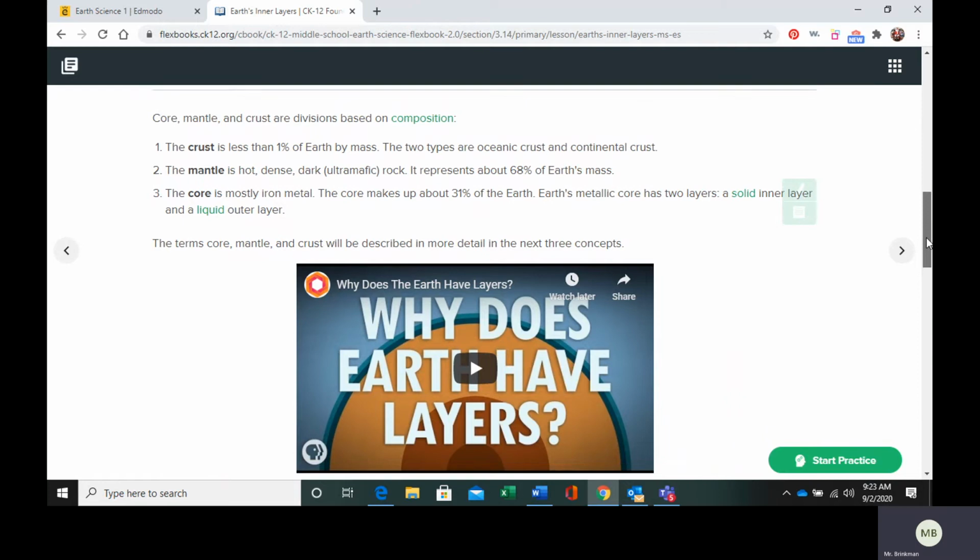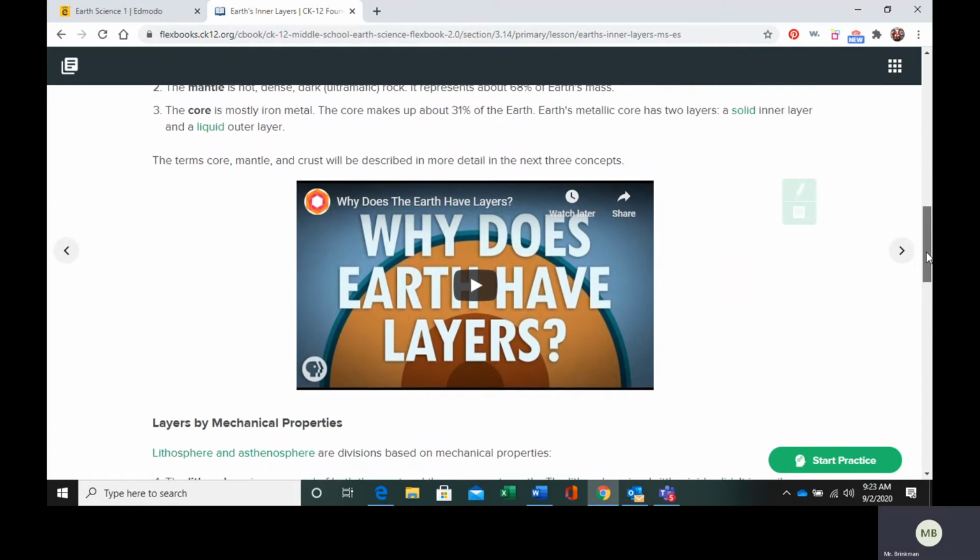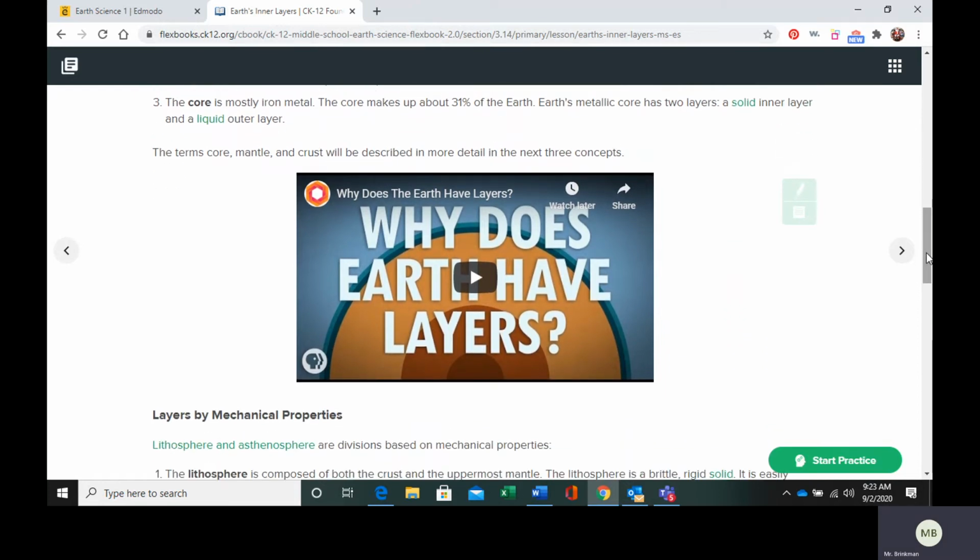The core is going to be mostly iron metal. The core is about 31% of the Earth, and the core would be like the apple core. The Earth's metallic core has two layers. It has the solid inner layer, the inner core, and then it has the liquid outer layer, which is the outer core.